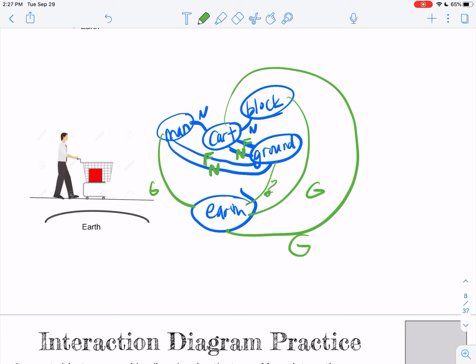All right, so that, and block and cart, already did that one. Normal. All right, and I think that is everybody. So for now, if it's something that's moving sideways, we'll put friction also. We'll get into that more next week. All right, that is how to draw an interaction diagram.